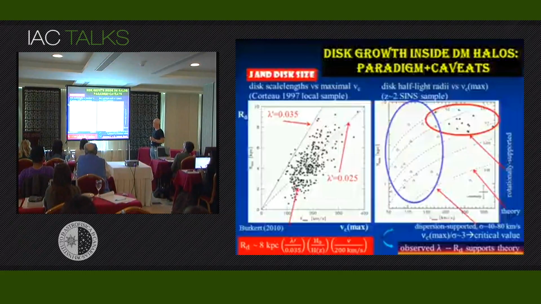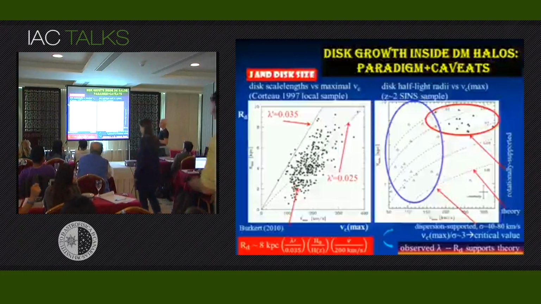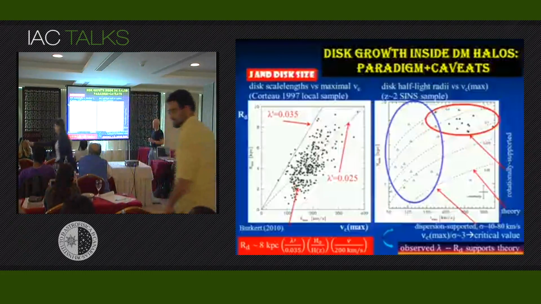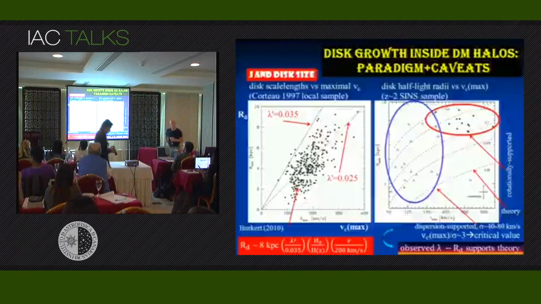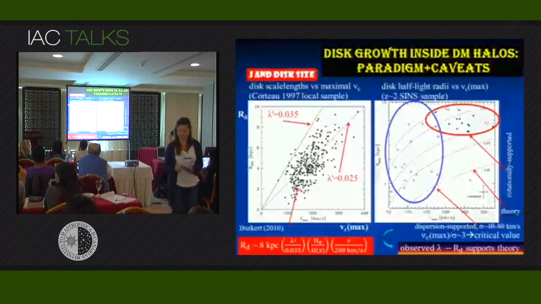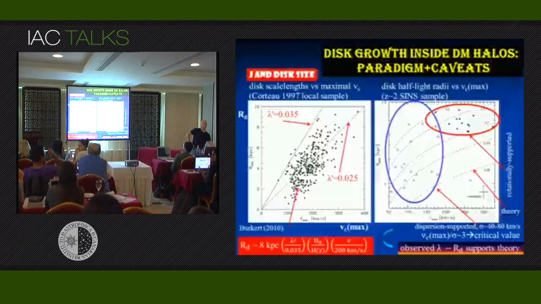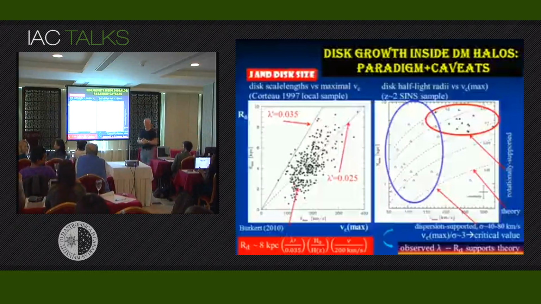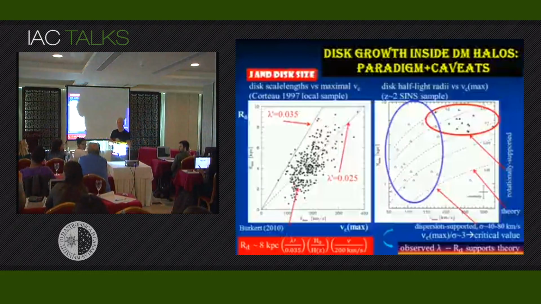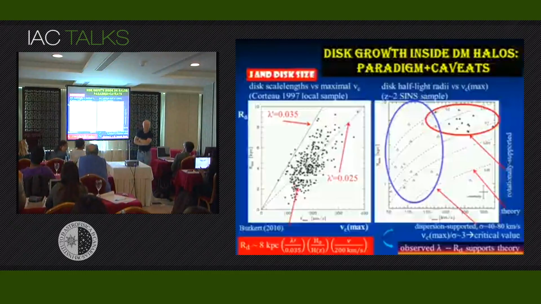Observers are always full of this, so don't take it too seriously. All right. No, I just thought that this is a weird plot. Well, I would say that there are almost no objects below 100 kilometers per second here. You don't know how they behave. What you see here is for more massive guys, right? All right. This is Corto's sample from 1997 of local galaxies.